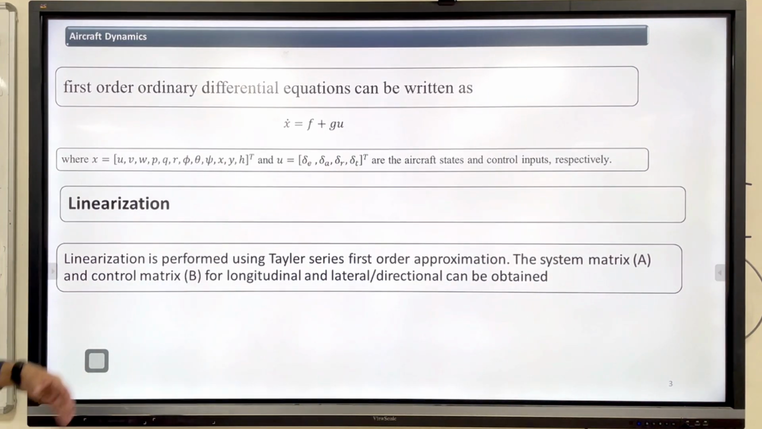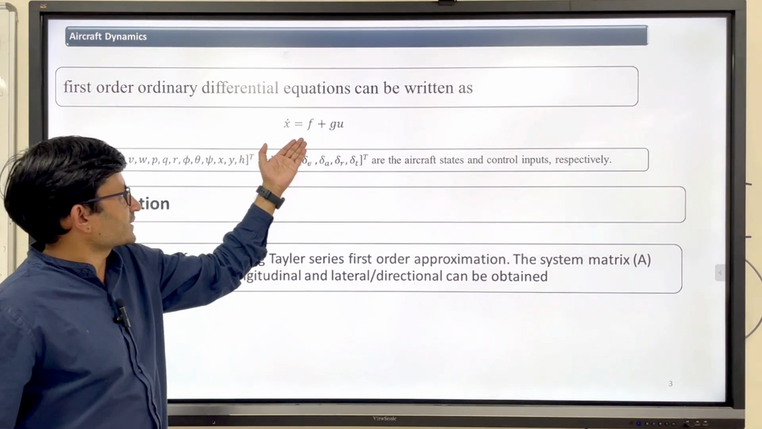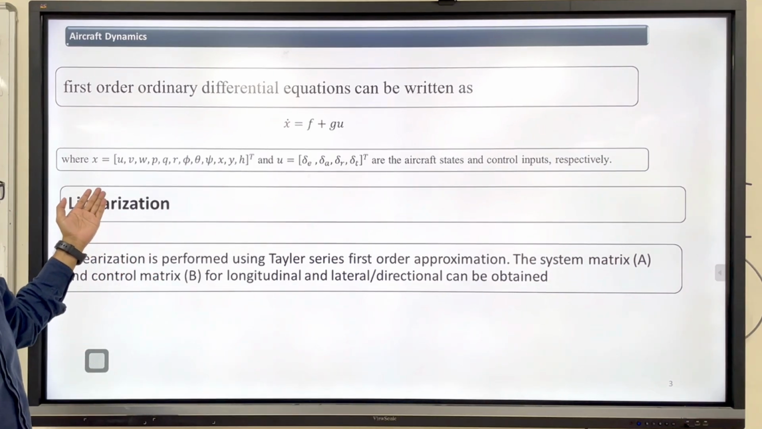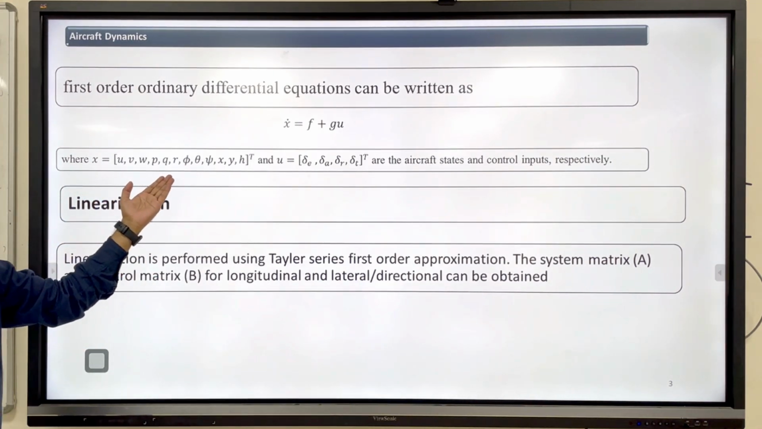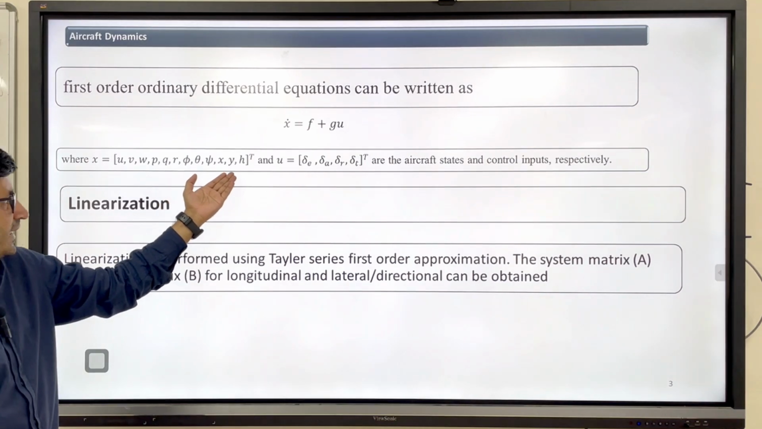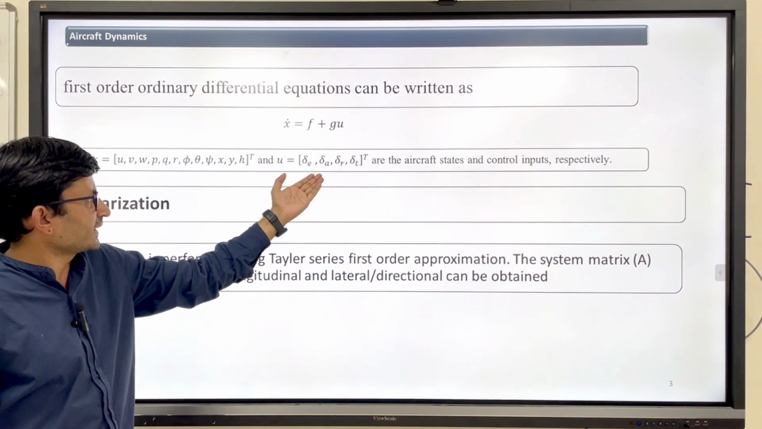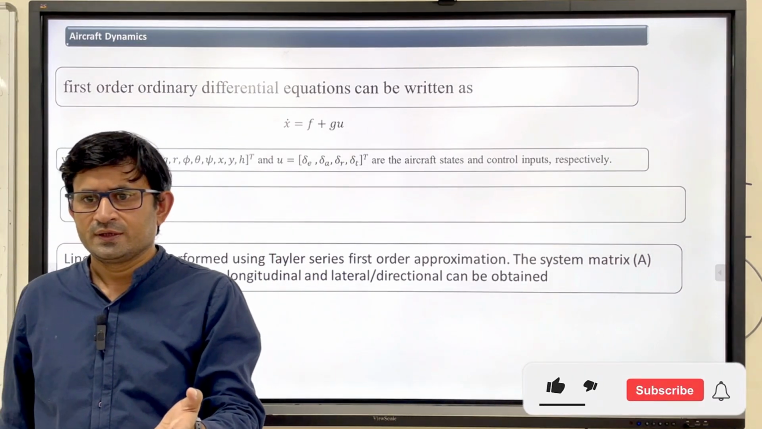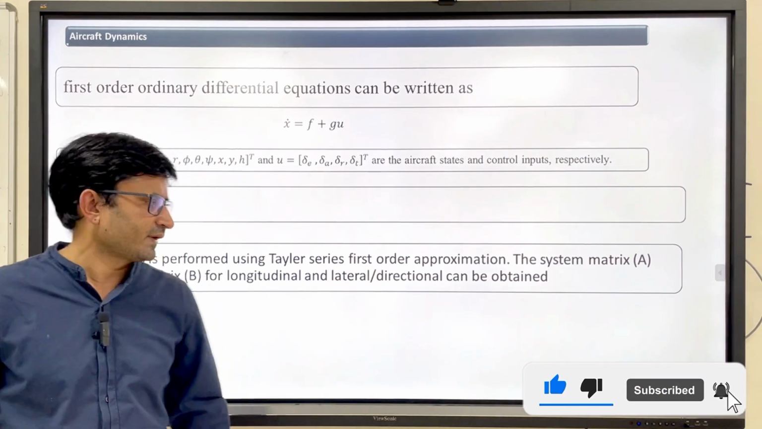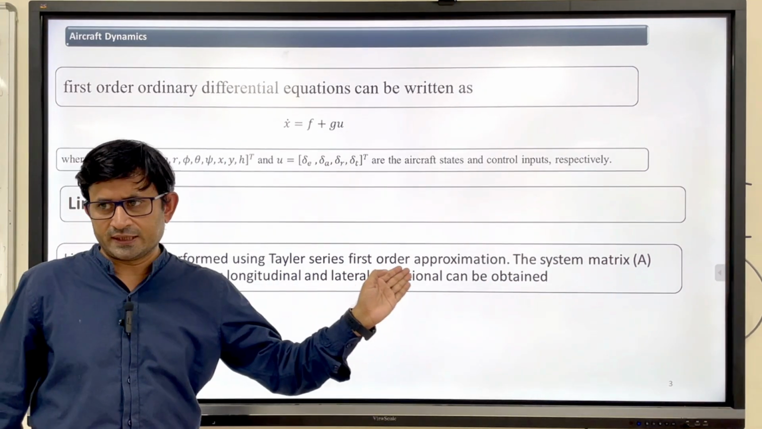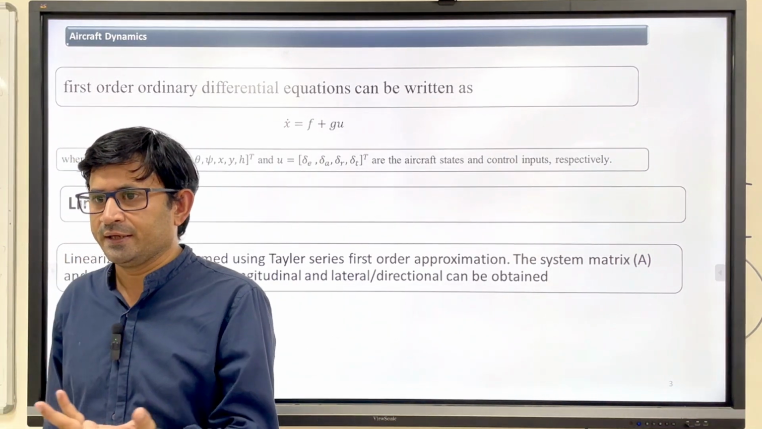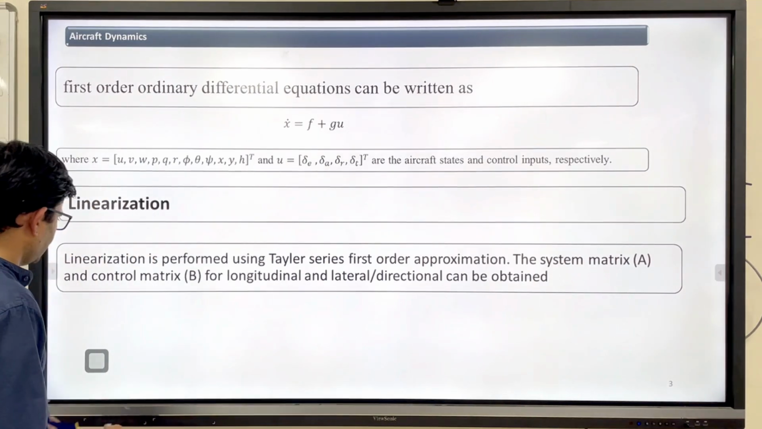Let's say, as we have already discussed, x dot equals f plus gu, a non-linear system, where x is u, v, w, p, q, r, phi, theta, psi, x, y, and h, and the input is delta e, delta a, delta r, delta t. All the things we have discussed in the aircraft equations of motion class, right? Aircraft dynamics and model. And by using Taylor series, you can actually find out the system matrix and control matrix, the A and B matrices, right?